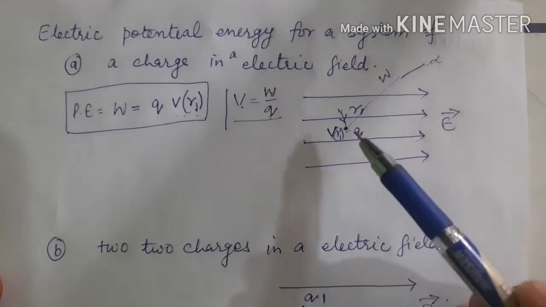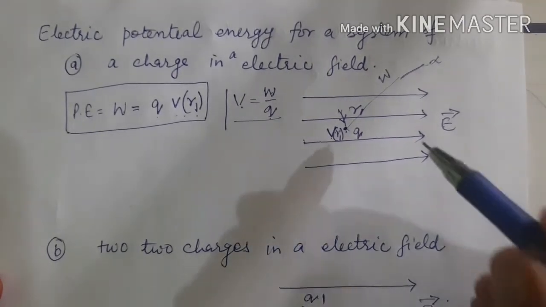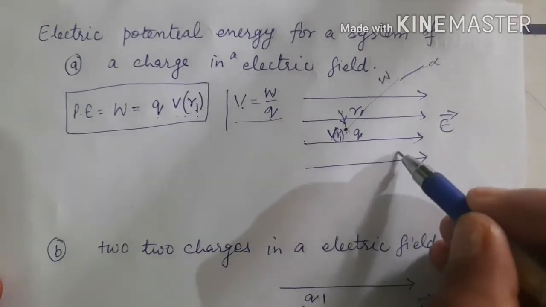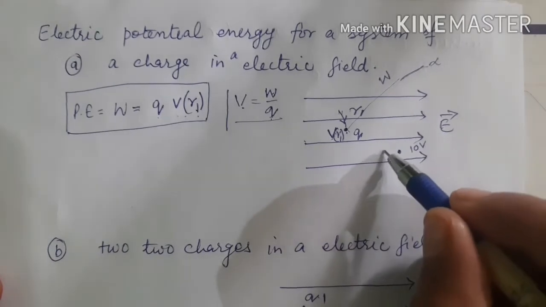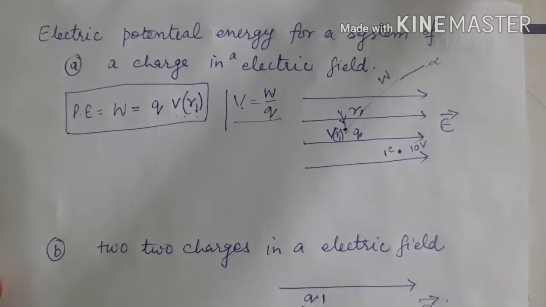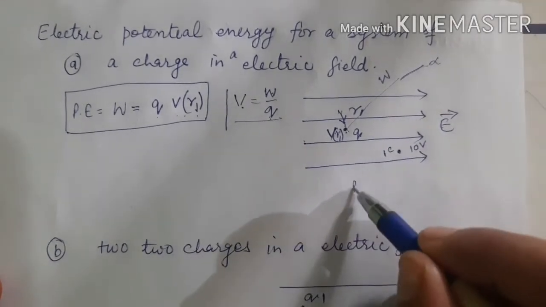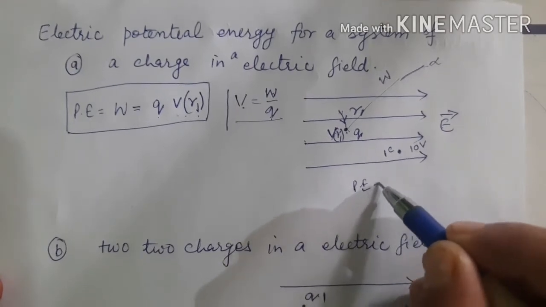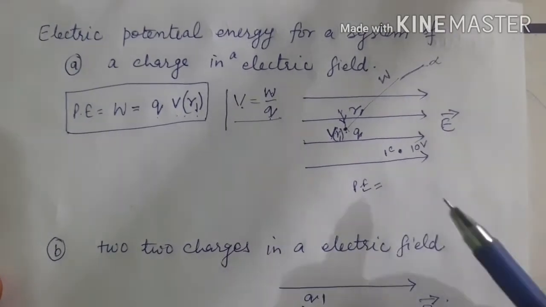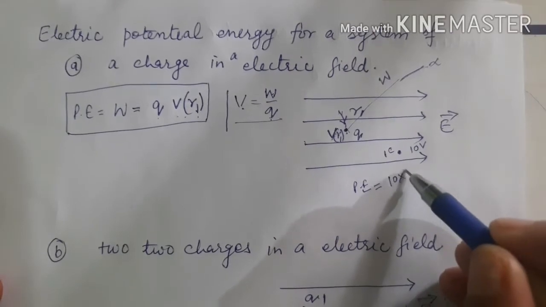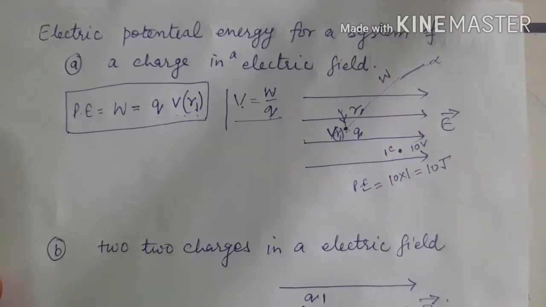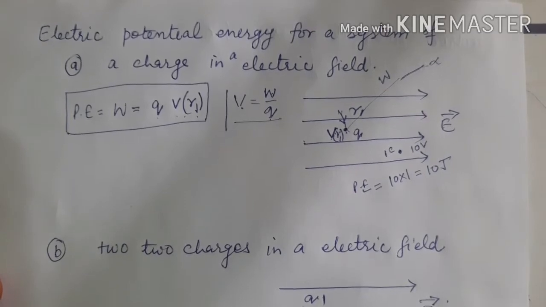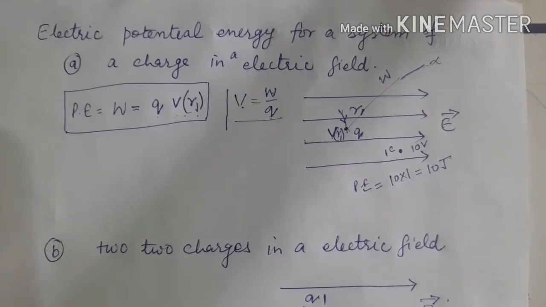If you know the potential at this point, let us have an example. Suppose the potential at this point is 10 volt and you are placing 1 coulomb charge. Then what will be the potential energy of the system? The potential energy of the system will be equal to 10 multiplied by charge Q, that is 10 joule. So the potential energy of the system will be 10 joule. So this is your potential energy of a charge in a uniform electric field.